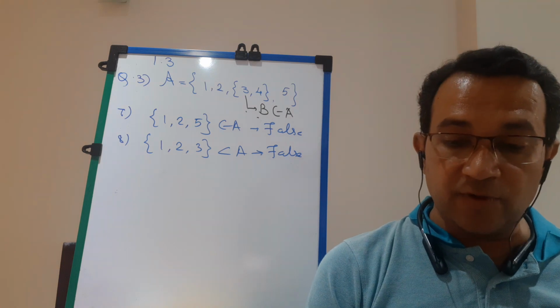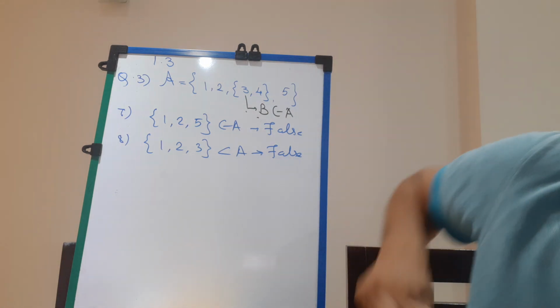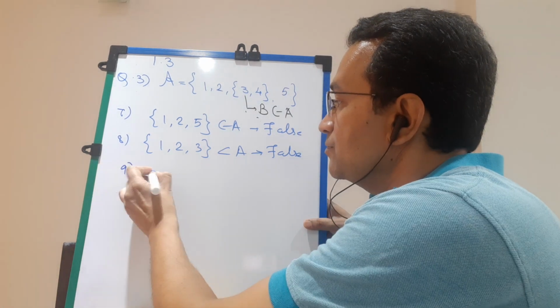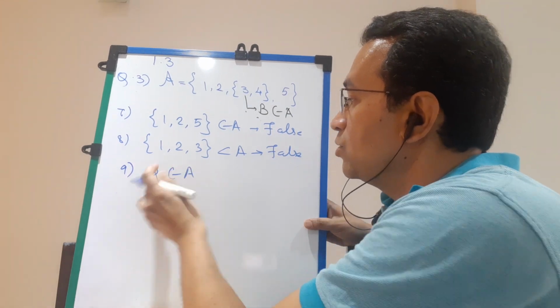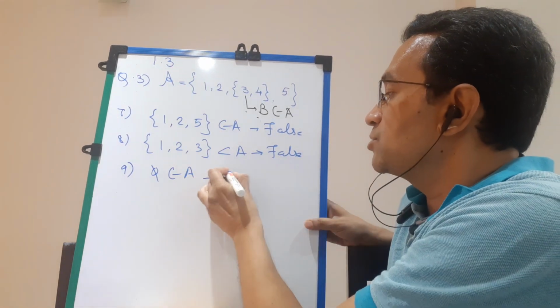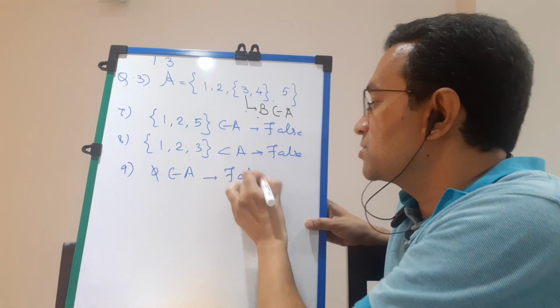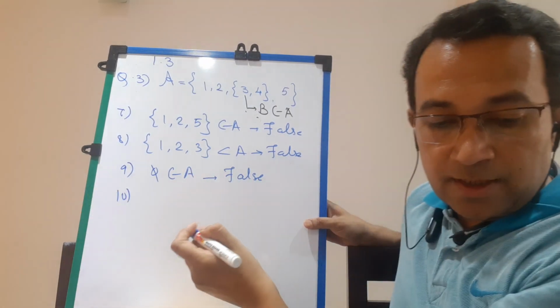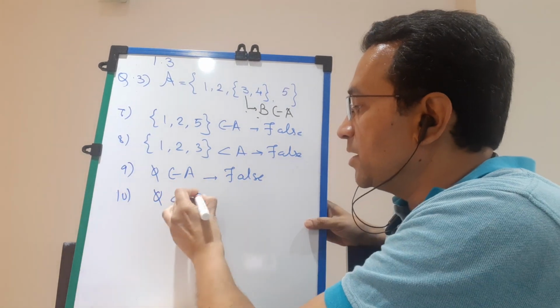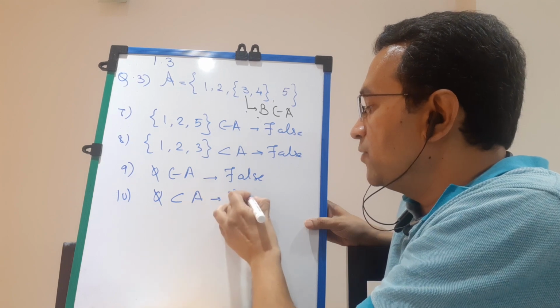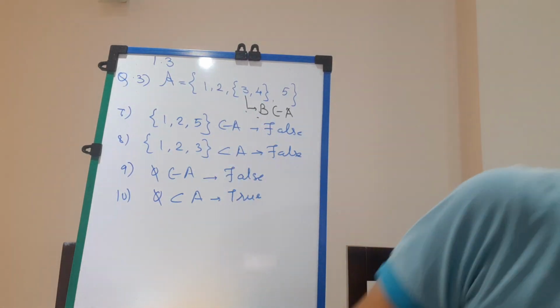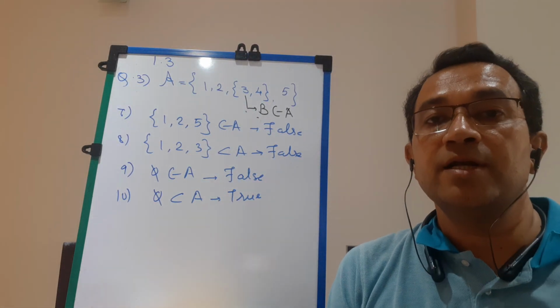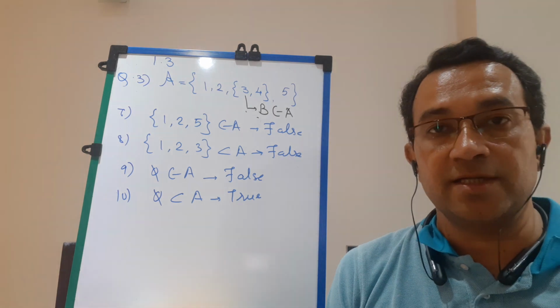So this is false. "Null set belongs to A." No, here null set is not an element, so this statement is false. Then 10th, "null set is a subset of A." Correct. Every set which is non-empty will definitely have null set as a subset.